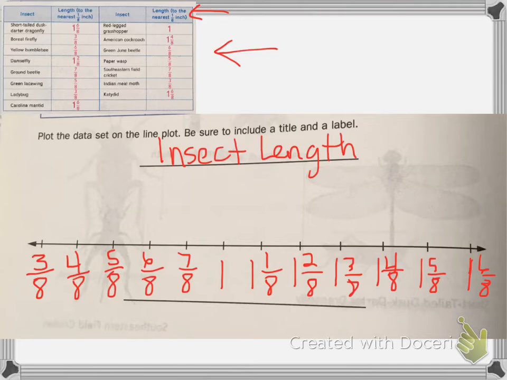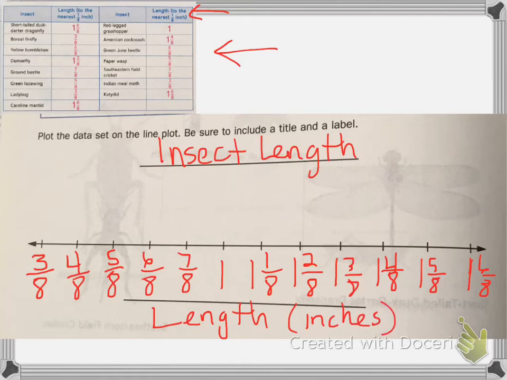Okay? Now, what were the numbers down at the bottom? What were they talking about? Well, that was talking about how long the insect was. So what we're going to write down here is length in inches.